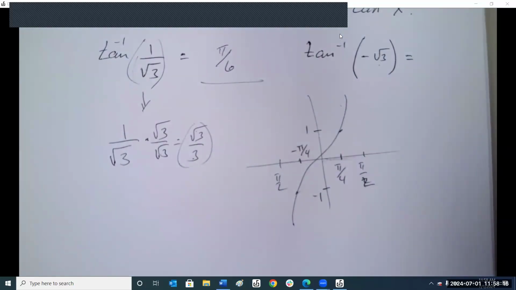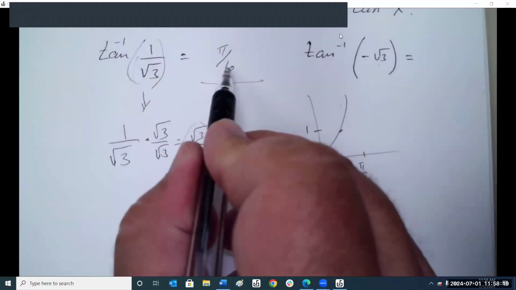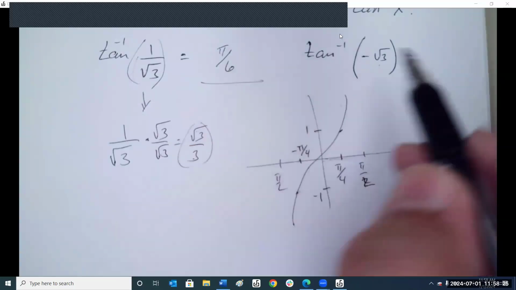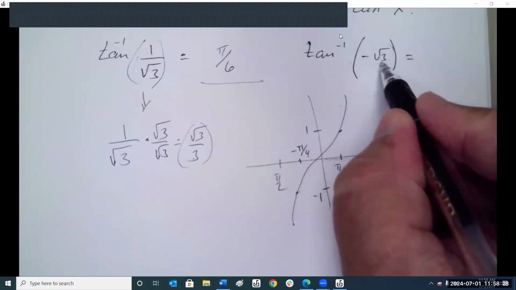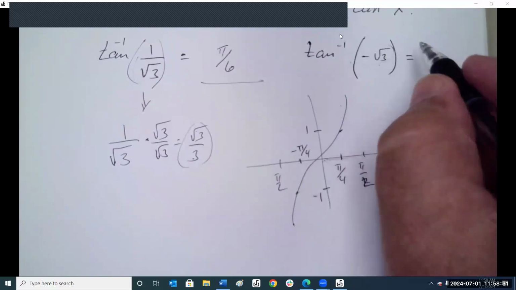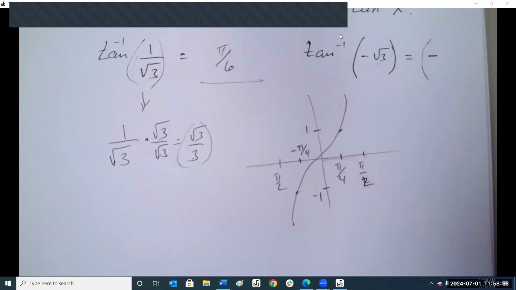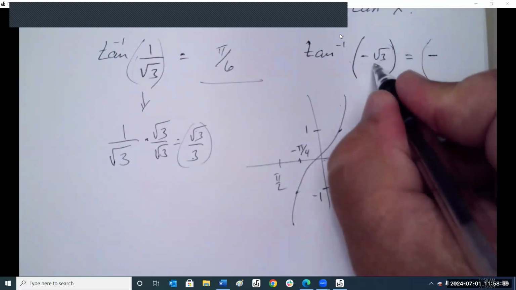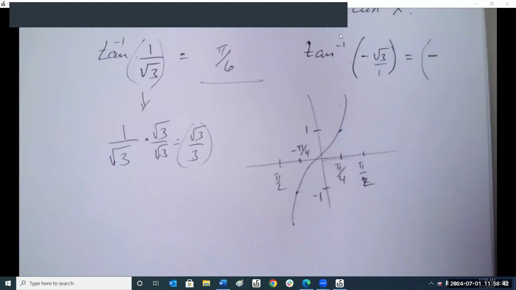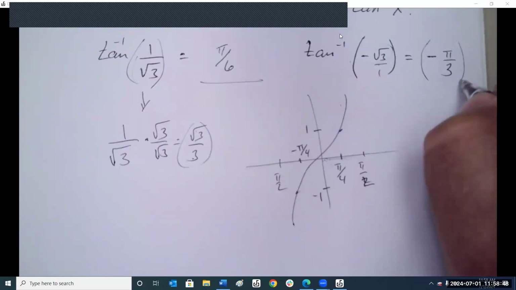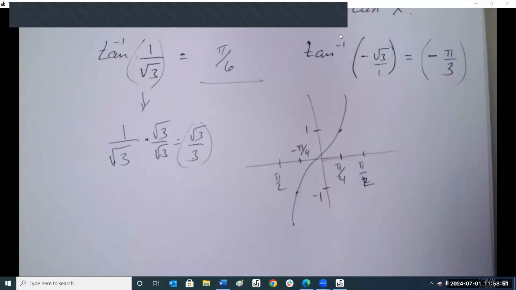The answer is positive. The only way the answer can be positive is if the radian is positive. The solution is negative. The only way that can happen is if we are in the fourth quadrant. And therefore the answer of this one has to be negative as well. So what is the square root of 3 over 1? Angle of pi over 3. What is the degree measure of pi over 3? 60 degrees.